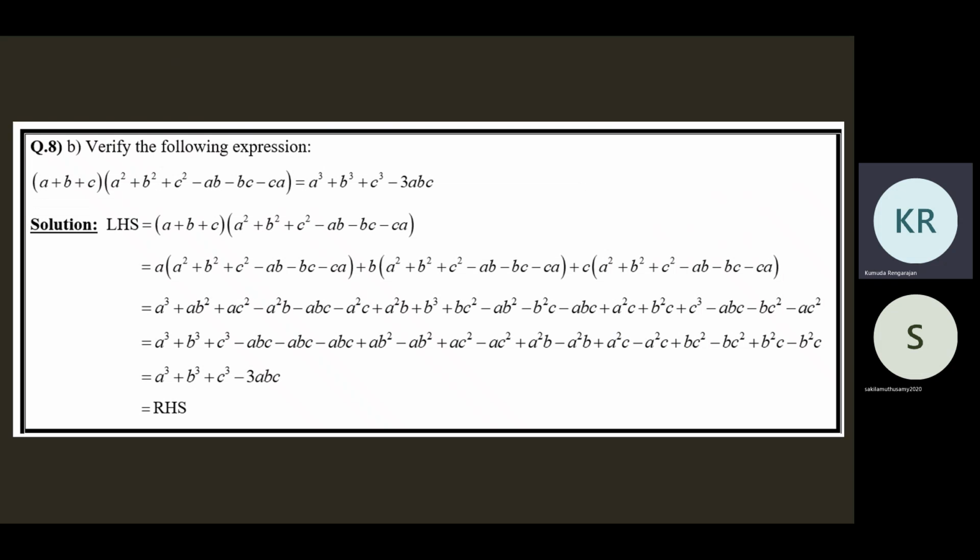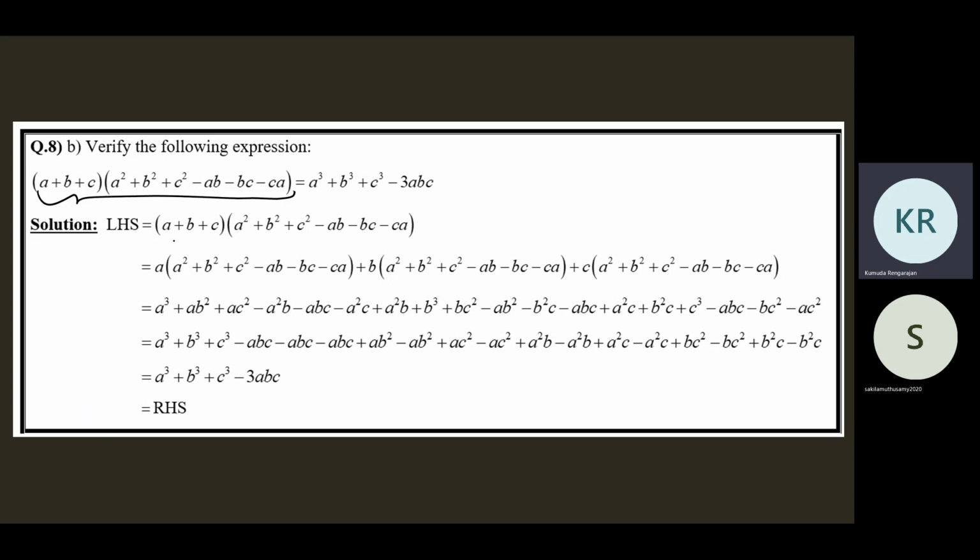Take a picture of this one. This is the OR question. Yes, ma'am. Yeah. So here, to verify the expression, you have to find the product of the LHS. You'll have to find the product in the LHS. So this is the left-hand side. Verify means you should take up the left-hand side. You must work and get the right-hand side as the answer.